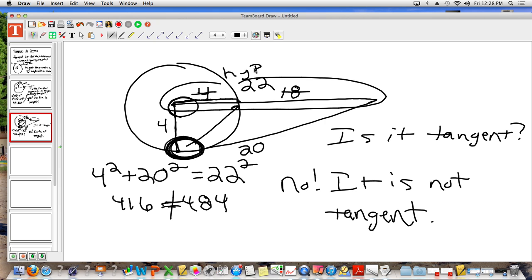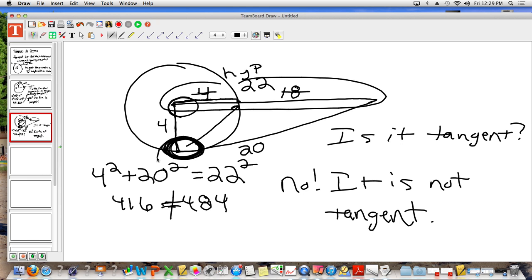One of the reasons I did this with you specifically is because I oftentimes see students draw the right angle in the center of the circle. That's not where it goes. It goes outside. It goes out here in this corner right here. Okay? All right.